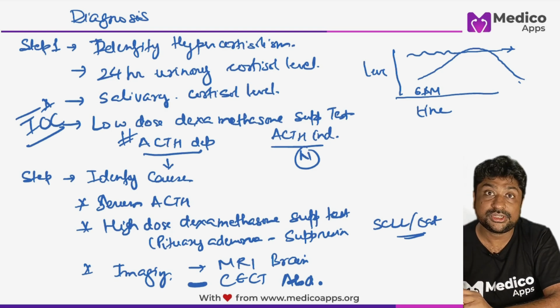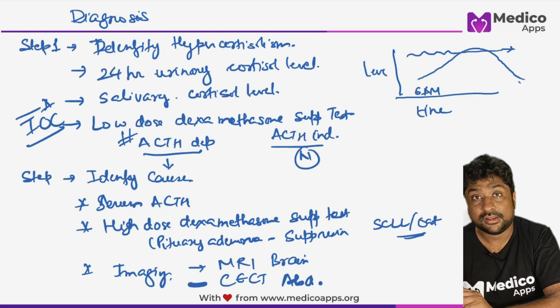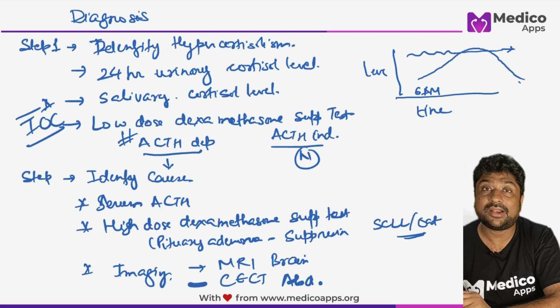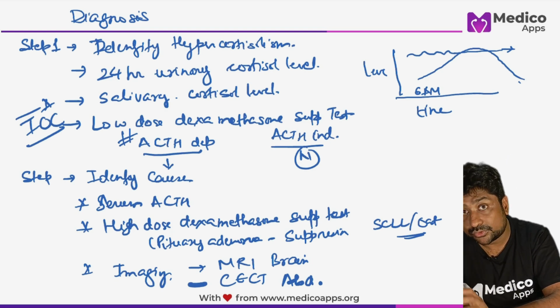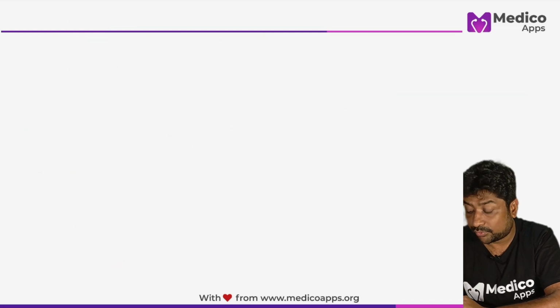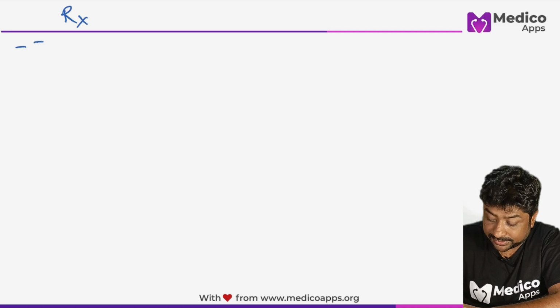If it says endogenous ACTH independent Cushing syndrome, so ACTH independent, when we talk about endogenous, primarily we are talking about adrenal carcinoma or tumor, then we go for CECT abdomen. So based on what they have put in the question, we'll have to answer it. So these are the imaging modalities. Let's look at how we will manage the patient.